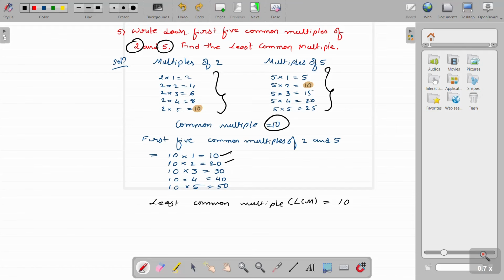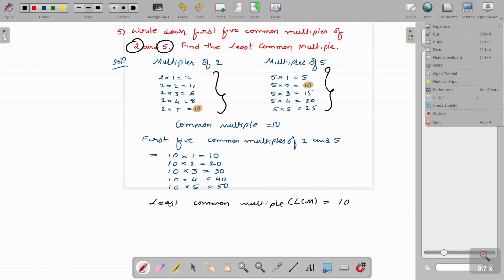And last, we have to answer the sub question. The sub question is they are asking us to find the least common multiple. As I have already told, least means we will call it the first or we will call it the smallest multiple of both the numbers. So the smallest multiple is 10, or you can check in these multiples as well. It is also 10. So because of that, we wrote least common multiple, that is LCM, which is equals to 10. So this way we will find the multiples as well as common multiples and least common multiples of the given numbers.